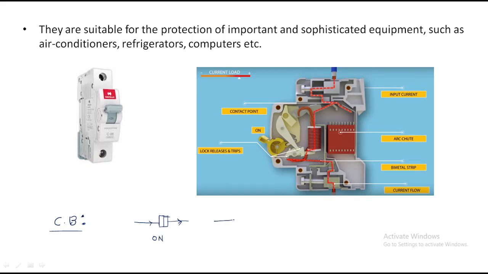If the circuit breaker is in on position and whenever a fault comes, the circuit breaker opens like this. Open means it will be off. Whenever it is off, there is no path for the current, so it breaks the circuit. That's why its name is the circuit breaker. This is the simple idea about the circuit breaker.